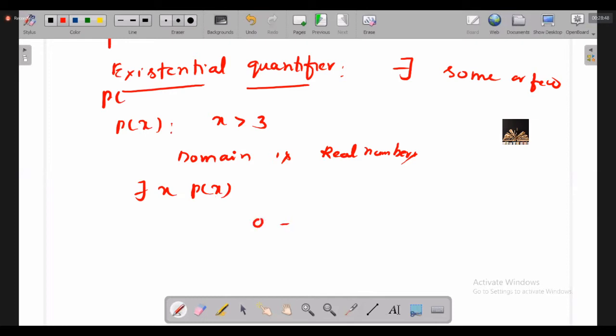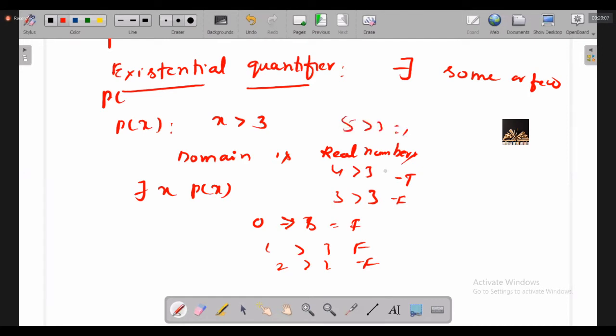Okay, the 0 case: 0 greater than 3 is false. 1 greater than 3 is false. 2 greater than 3 is false. Next, 3 greater than 3 is false. 4 greater than 3 is true. 5 greater than 3 is true. So not all are true, but some are true. That's why there exists x, P of x is true. If all are true, it is false. Some are true, that's why there exists x, P of x is true. Otherwise, it is false.